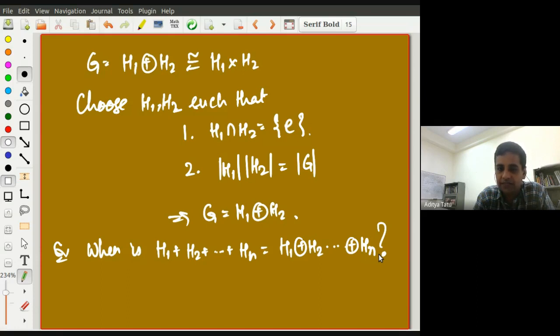Once again, let me repeat this. For two subgroups, we said that if the intersection contains only the identity, then the sum is a direct sum. But for n subgroups, if for any two of these n subgroups the intersection is just the identity, it does not imply that the sum is a direct sum. Does that make sense?